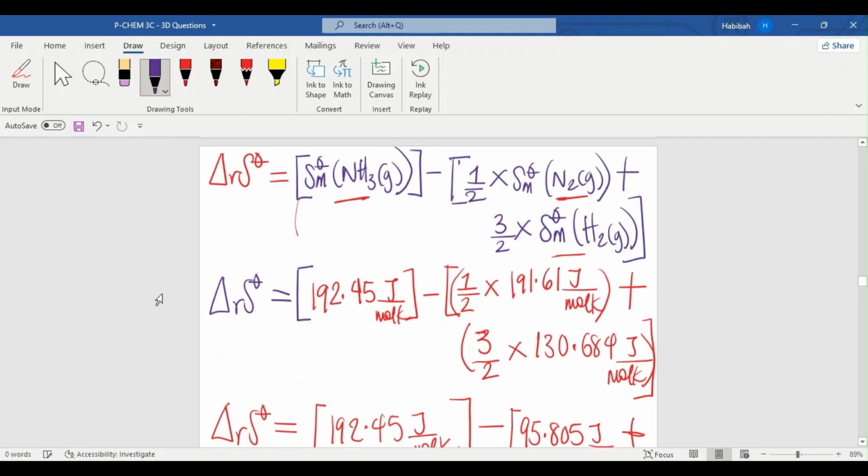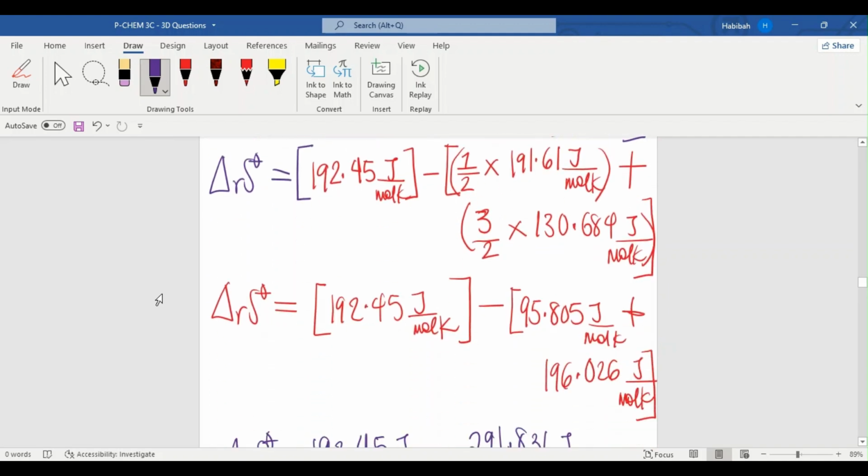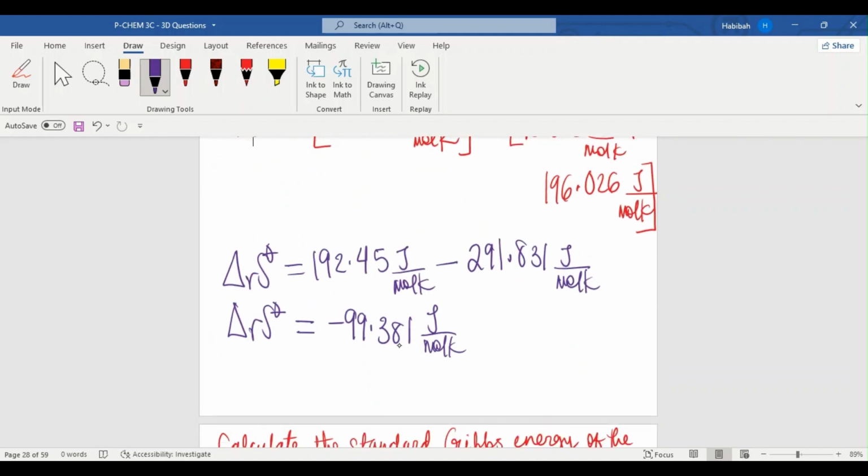Now, I want to quickly mention something to you. Anytime you're dealing with a physical chemistry question or just a chemistry question in general, you have to look at the proper number of sig figs as well as decimal places you're supposed to put your answer in. In this particular question, our values are in 2 decimal places, 2 decimal places, and 3 decimal places. In chemistry, we pick the value with the lowest number of decimal places. So we're going to put our final answer in 2 decimal places, which is negative 99.38 joule per mole Kelvin.